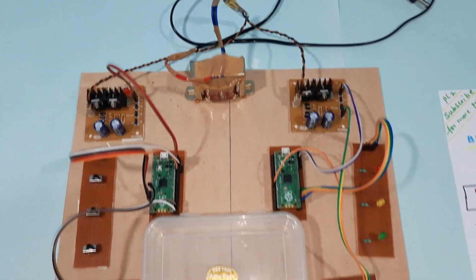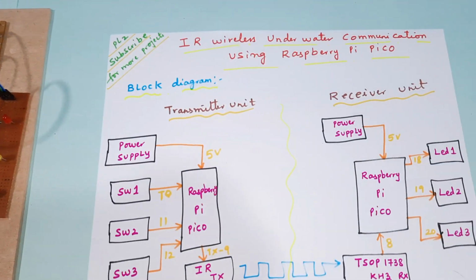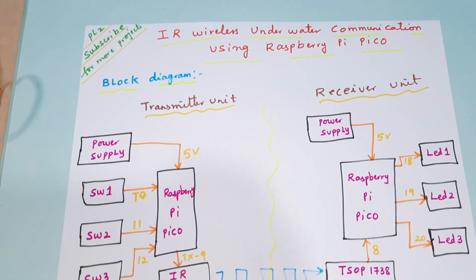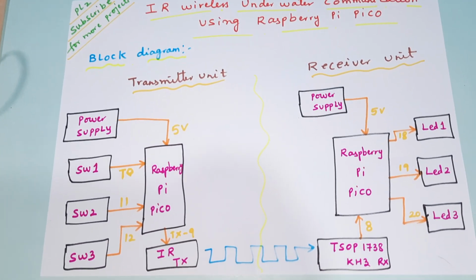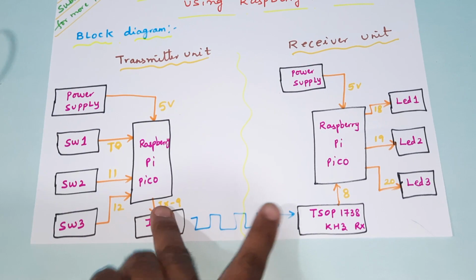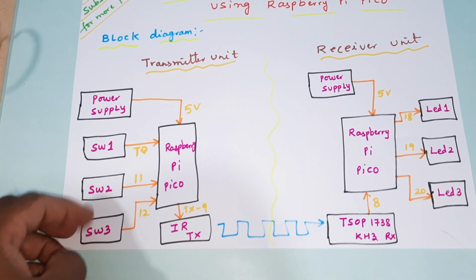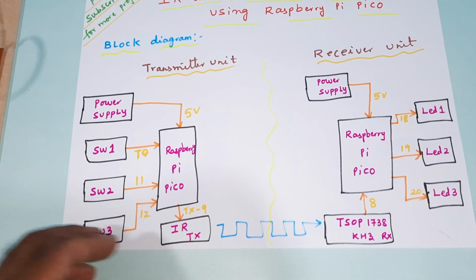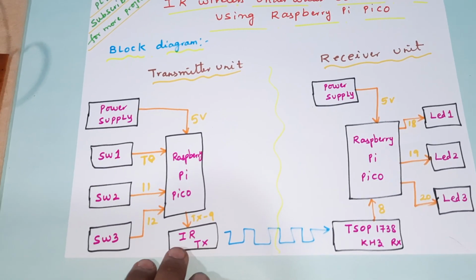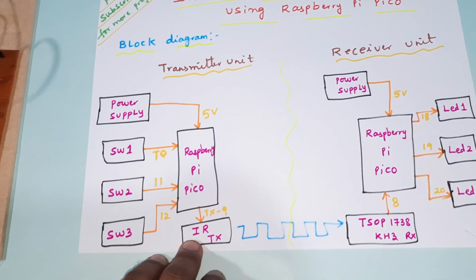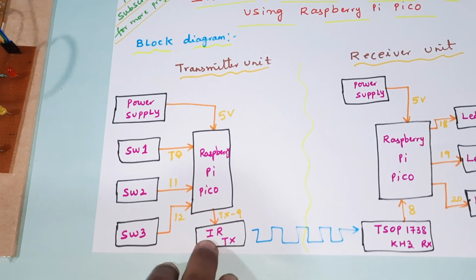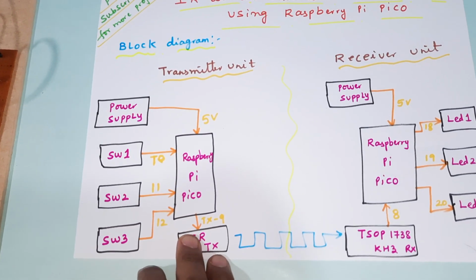The project title is IR Wireless Underwater Communication Using Raspberry Pi Pico. Here we are using two Raspberry Pi Pico modules. On one side we are using switch buttons, switch 1, switch 2, switch 3, and an IR transmitter with 38 kHz frequency, and the baud rate is 1200 baud, transmitting the data as IR pulses.